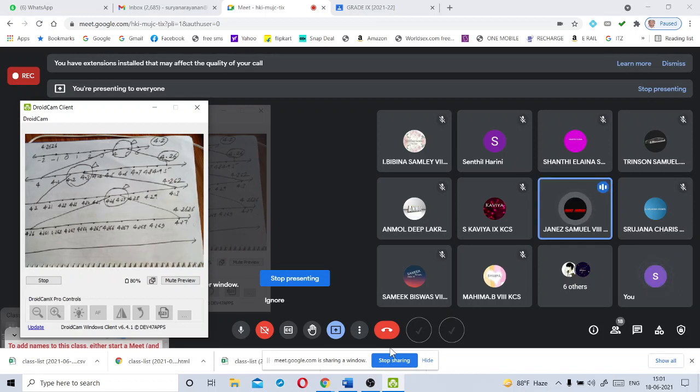4.262 and 4.263. Very good, my dear Janesh. 4.262. So we have to magnify this area. We are magnifying this area by keeping the magnifying glass. So at this end 4.262, at this end 4.263.